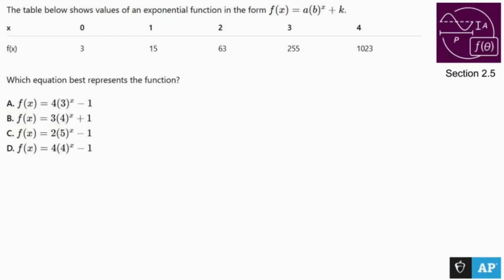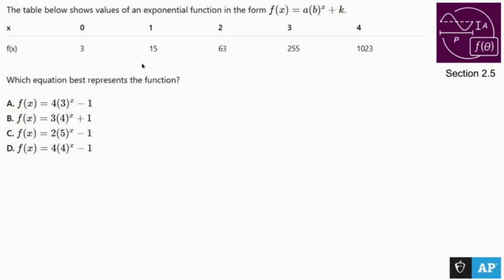The table below shows the values of an exponential function in the form f of x equals a times b to the x plus k. So this is where things are not proportional. Usually if that was a times b to the x, I'd be able to multiply that by 5. But multiply that by 5 here, not the same thing. Once you add a number, it's no longer proportional over equal length input value intervals. So which of the following best represents the function?